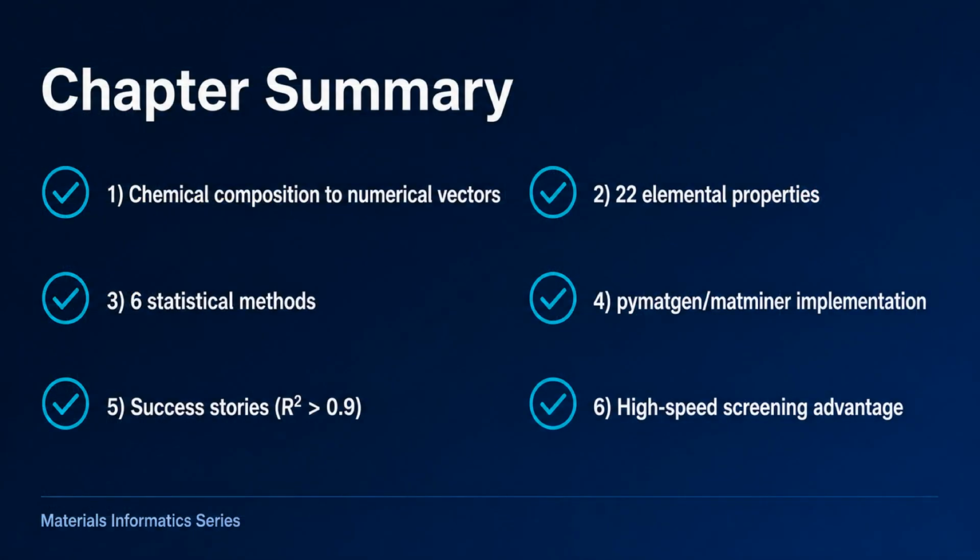Let's summarize what we learned. First, principles of converting chemical composition to numerical vectors. Second, the 22 types of elemental properties from periodic table databases. Third, 6 statistical aggregation methods: mean, variance, standard deviation, max, min, and range. Fourth, implementation with PyMatGen and MatMiner. Fifth, success stories achieving strong predictive performance for formation energy. Sixth, the critical high-speed screening advantage.